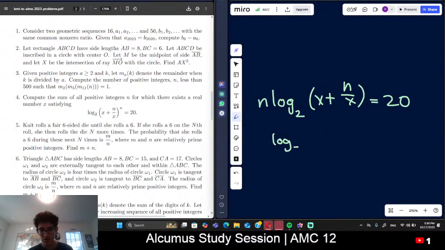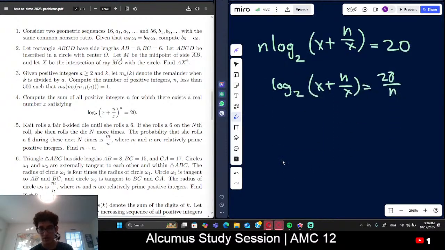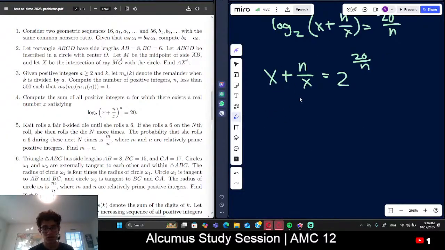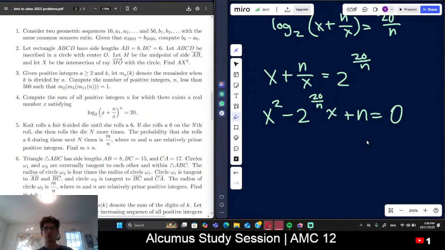Let's simplify this, or I don't even know if this is simplifying. I'm just trying to see if I can get anything useful here. And so we're going to find eventually x plus n over x is 2. We can actually express this as a quadratic, can't we? If we multiply everything through by x. So x squared minus 2 to the 20 over n x plus n is equal to 0. And what we want here now are integral solutions of this. So what integer values will work?